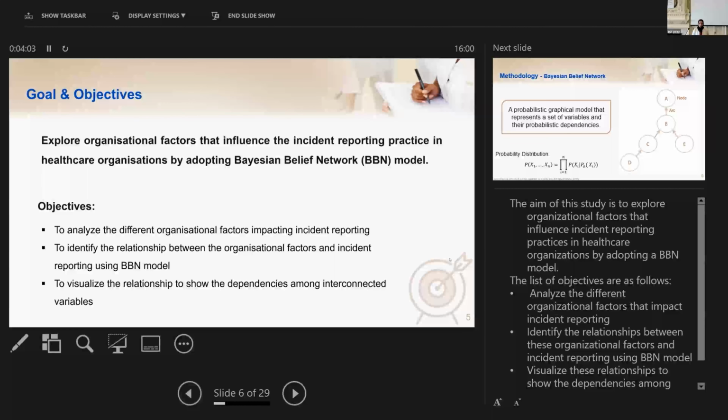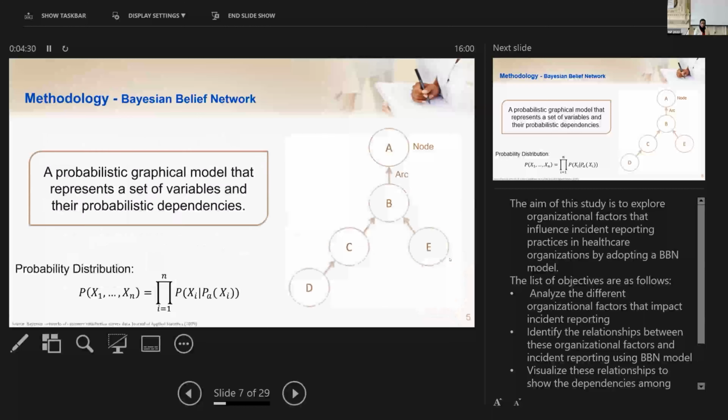So the aim of this study is to explore the organizational factors that influence incident reporting in healthcare by using a Bayesian belief network model. The objectives are as follows: first, to analyze the different organizational factors impacting incident reporting; then to identify the relationship between these factors using the Bayesian belief network model; and finally to visualize the relationship to show the dependencies among the interconnected variables.